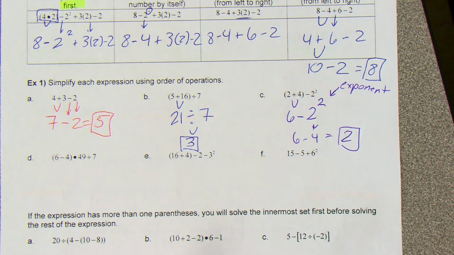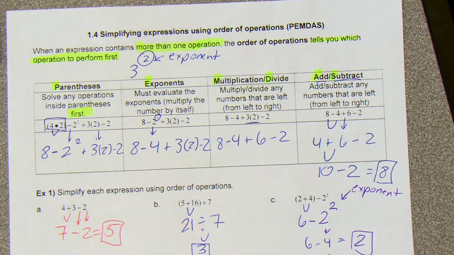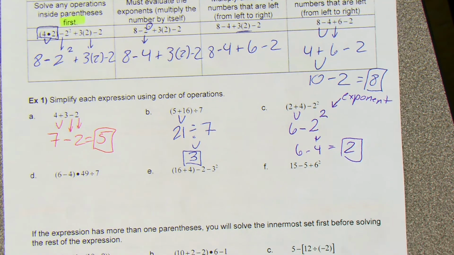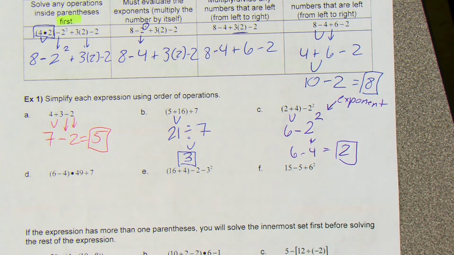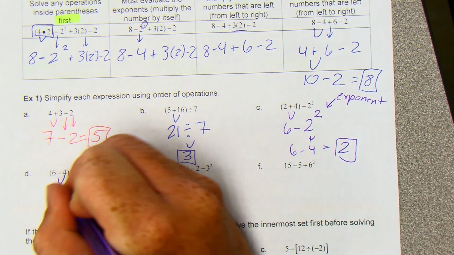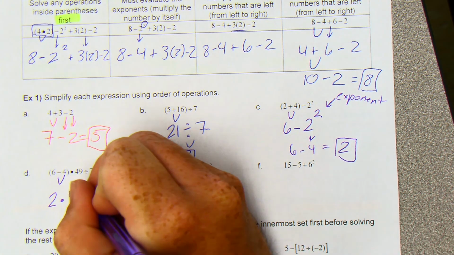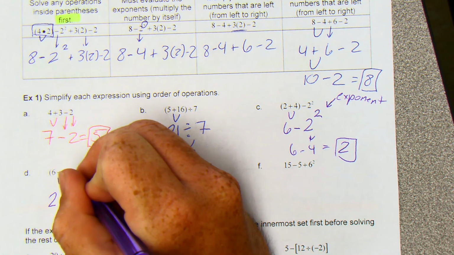Okay, let's take a look at D. First thing I want to look for is parentheses. Do I have parentheses? Yes, I do. So I'm going to do 6 minus 4 first. We know that's 2. I'm going to bring down my multiplication sign, bring down my 49, bring down my division sign, and bring down my 7.